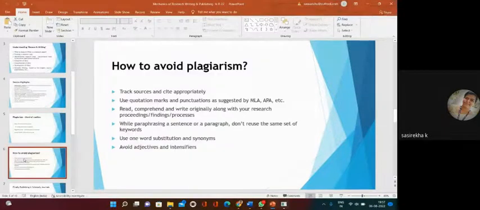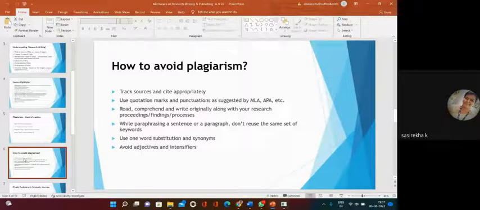Fine. Let's see how to avoid plagiarism. Now it's very clear. In a sentence, I should not use the same five words. Then it would be plagiarism. So let's see what are the things we could do to avoid plagiarism. First thing is track sources and cite appropriately. This is the basic rule. Acknowledging the resources used throughout the research is very mandatory.